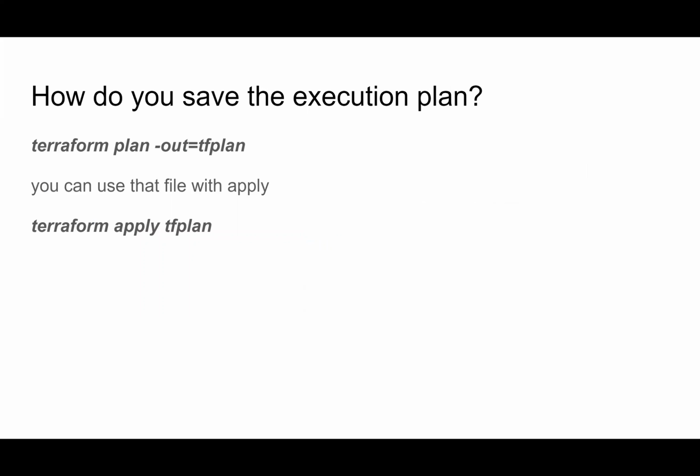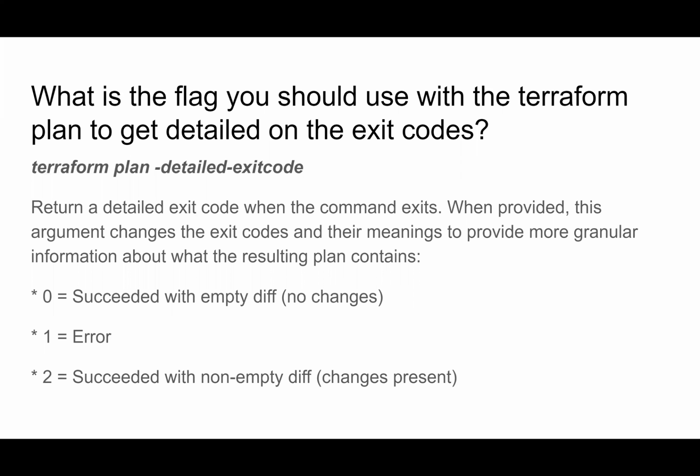How do you save the execution plan? So we can save an execution plan by running terraform plan -out=tfplan. And then you can use that file with apply by running terraform apply tfplan. What is the flag you should use with terraform plan to get detailed information on exit codes? We can run terraform plan -detailed-exitcode. This will return detailed exit codes when the command exits. So when provided, this argument changes the exit codes and their meanings to provide more granular information about what the resulting plan contains. So 0 succeeded with empty diff, 1 there's an error, 2 succeeded with non-empty diff.